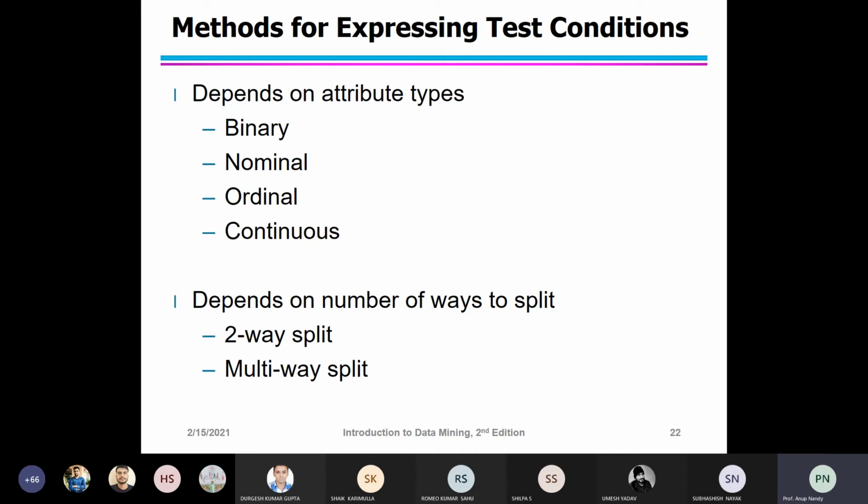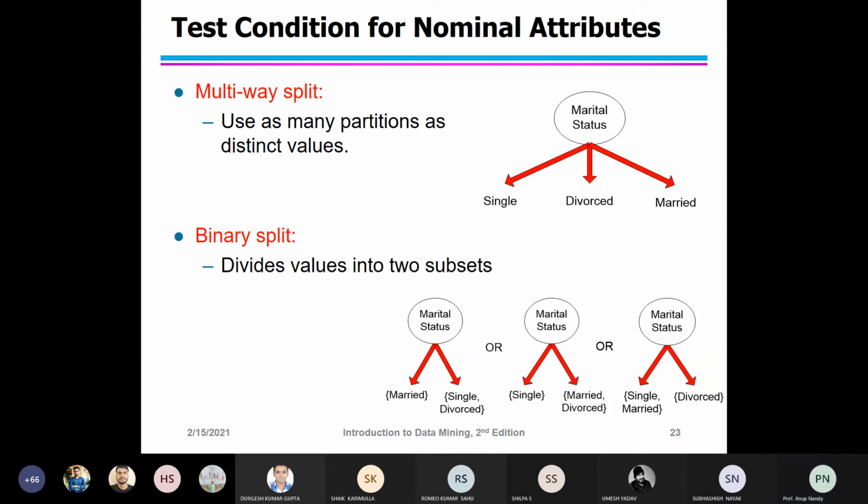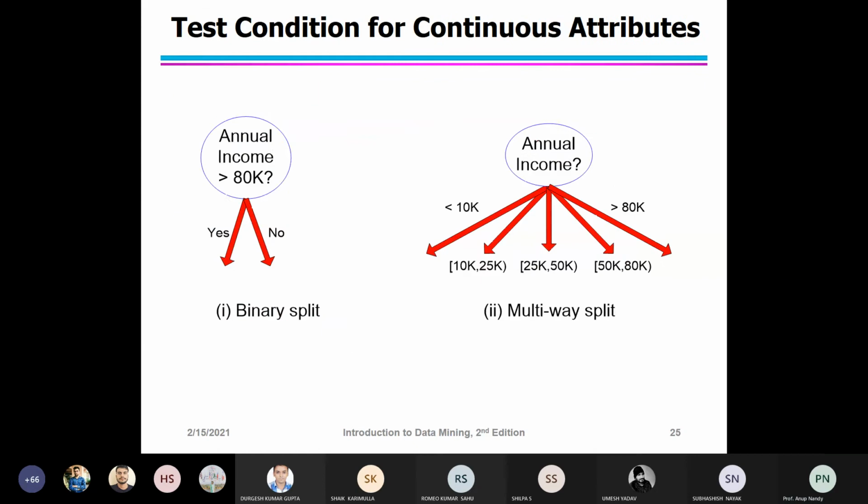Now, the test condition for binary attributes generates two potential outcomes. For example, annual income greater than 8K: there's a yes, and you'll have a no. Now, the nominal attributes.